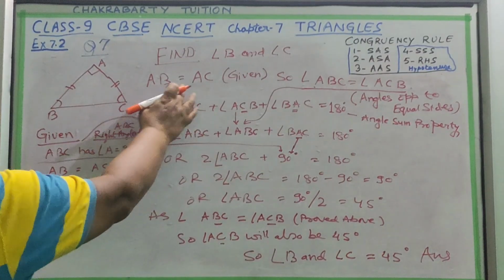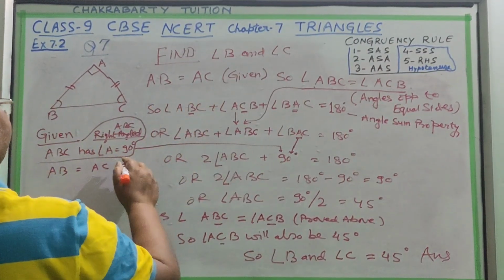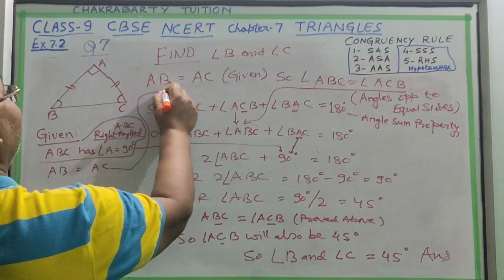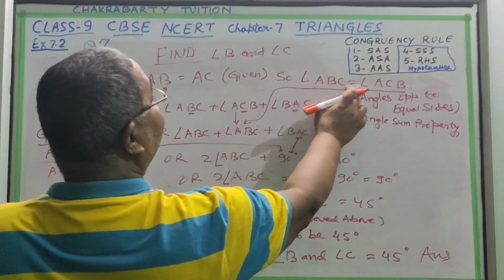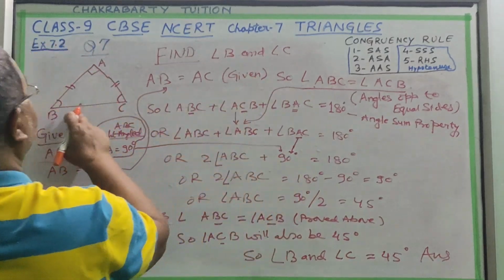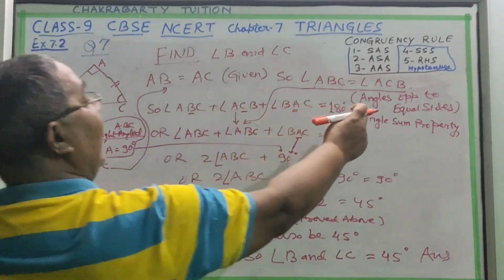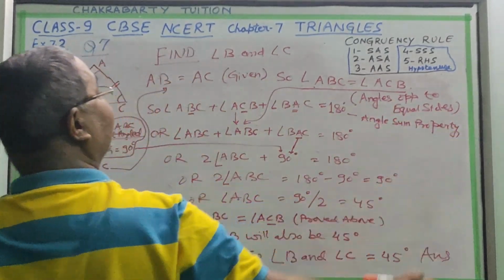So here AB is given equal to AC. In the question it is given, AB is equal to AC. So angle B will be equal to angle C. Why? Angles opposite to equal sides are always equal.